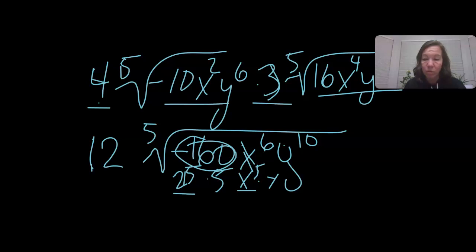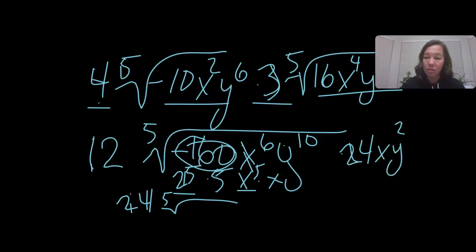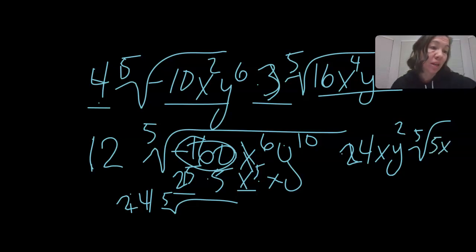And y to the 10th would be 10 divided by 5, which divides evenly, so y squared would come out. So we have 12 times this 2, which is 24, and then the fifth root. Oh, sorry, also the x comes out, so let me write that over here, 24x, and then y squared, and then we have the fifth root. What's left inside is the 5 and 1x, and that would be our final answer. So it's a lot of simplifying in this case.